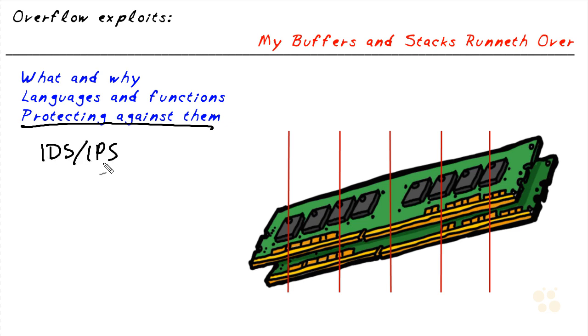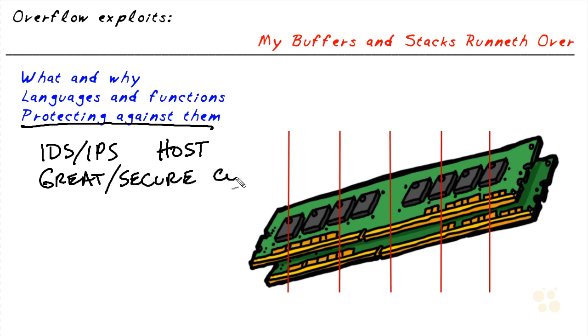We could have IDS/IPS, intrusion detection or prevention systems, that's looking before it hits the server. So we could have network-based or host-based intrusion detection or prevention, analyzing or looking for that type of data to prevent it from being executed by the application. However, one of the best ways of protecting against a buffer overflow type of attack is secure code.